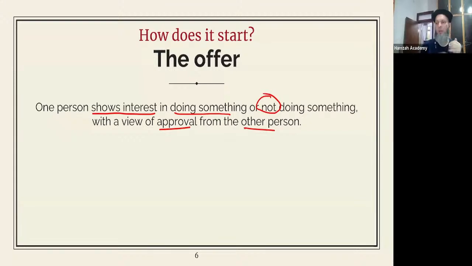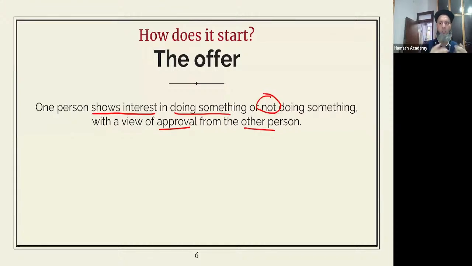For example, if I'm telling somebody my car is worth $10,000, it's just information. It's not an offer. I have not shown any interest. Had I told him that I want to sell my car to you for $10,000, would you agree? Then that would make an offer. So first of all, one person shows interest in doing something or not doing something.